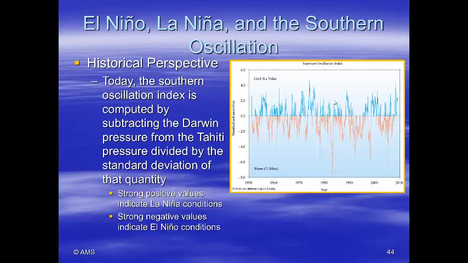So today the Southern Oscillation Index is computed by subtracting the Darwin pressure from the Tahiti pressure, divided by the standard deviation of that quantity. So strong positive values, shown in blue, indicate La Nina, and strong negative values indicate El Nino conditions.